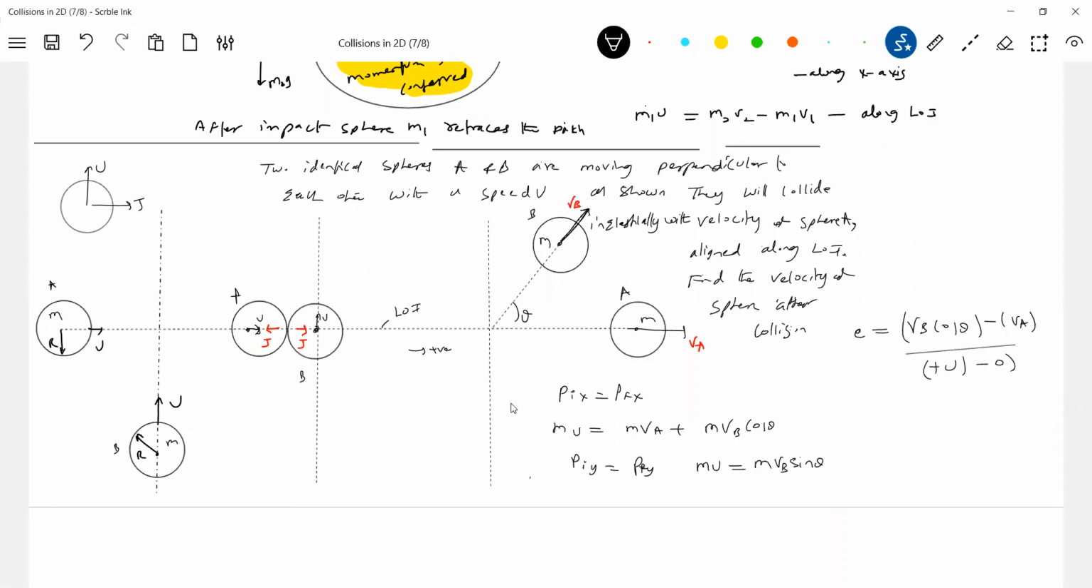Along the direction of impulse only. So along the line of impact only the e is defined. So the velocities of colliding objects along the line of impact we will take. So this is e u equal to v_B cos theta minus v_A. Three equations, three unknowns. Solving this will get the required answer.